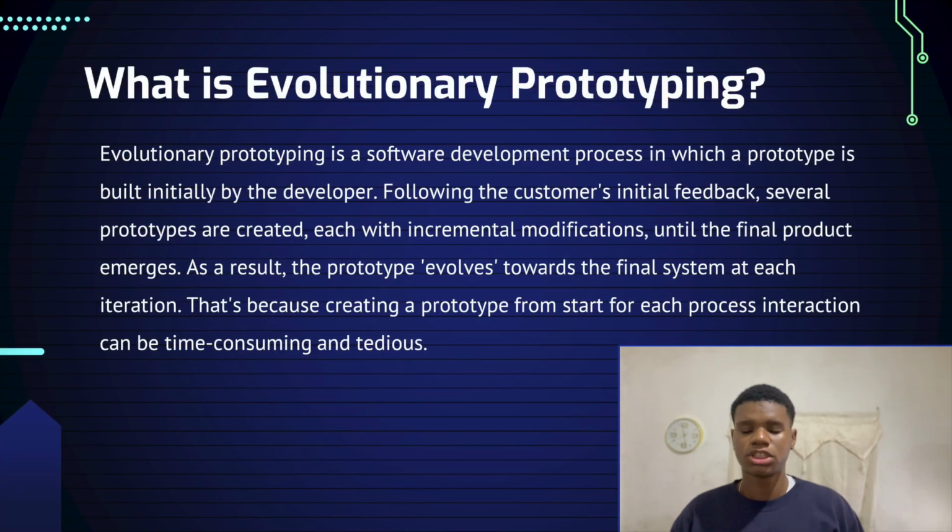What is evolutionary prototyping? Evolutionary prototyping is a software development process in which a prototype is built initially by the developer. Following the customer's initial feedback, several prototypes are created, each with incremental modifications until the final product emerges. As a result, the prototype evolves towards the final system at each iteration. That's because creating a prototype from start for each process interaction can be time-consuming and tedious.